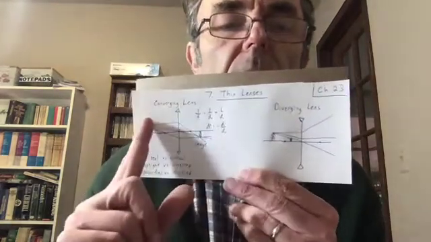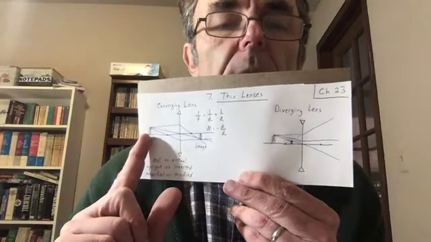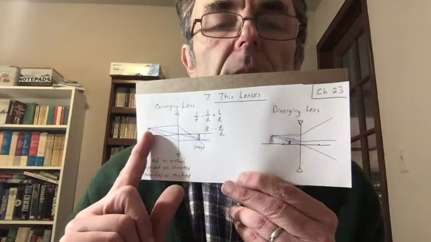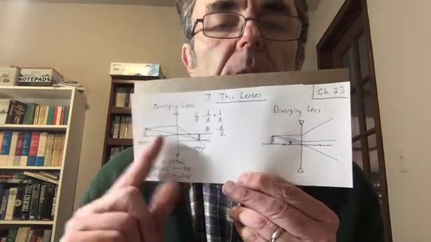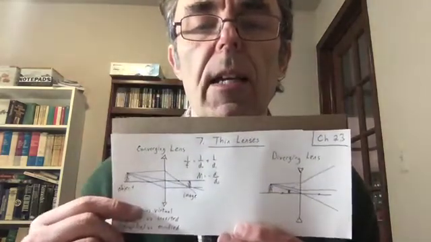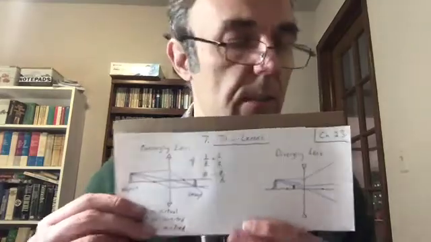For the converging lens, things look very different when the object is outside the focal point and inside the focal point. When you put an object inside the focal point, you get something that looks like reading glasses or eyeglasses.